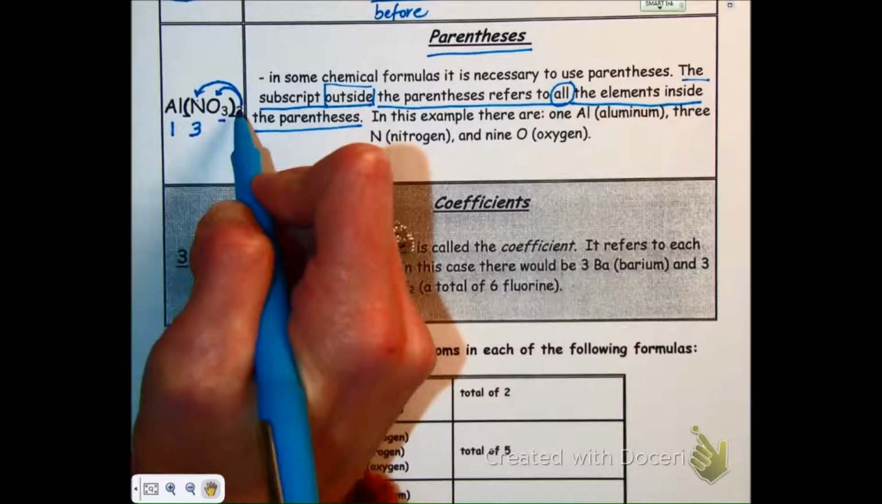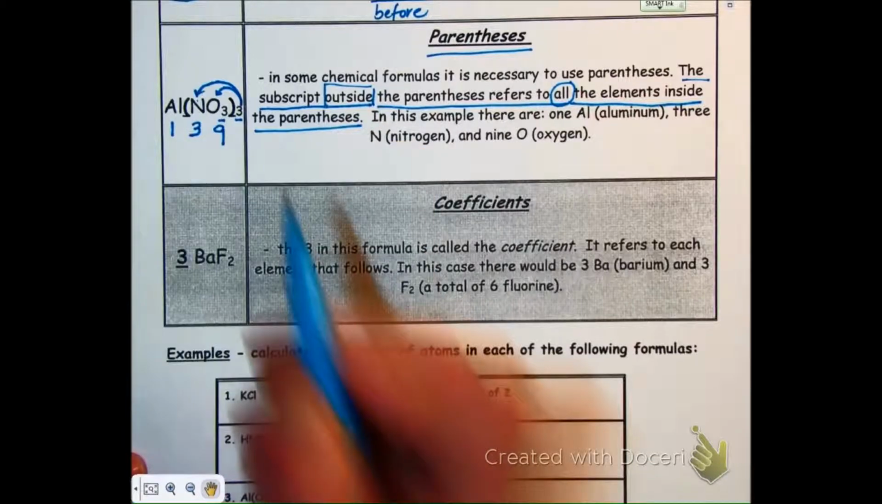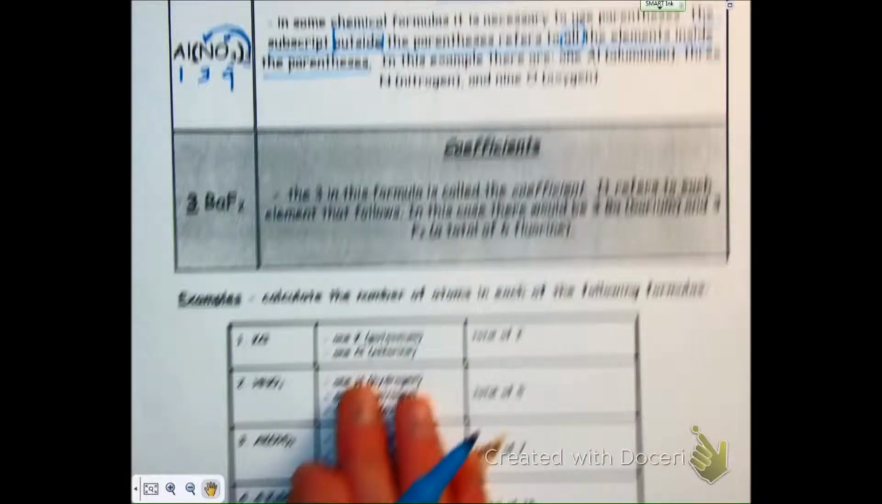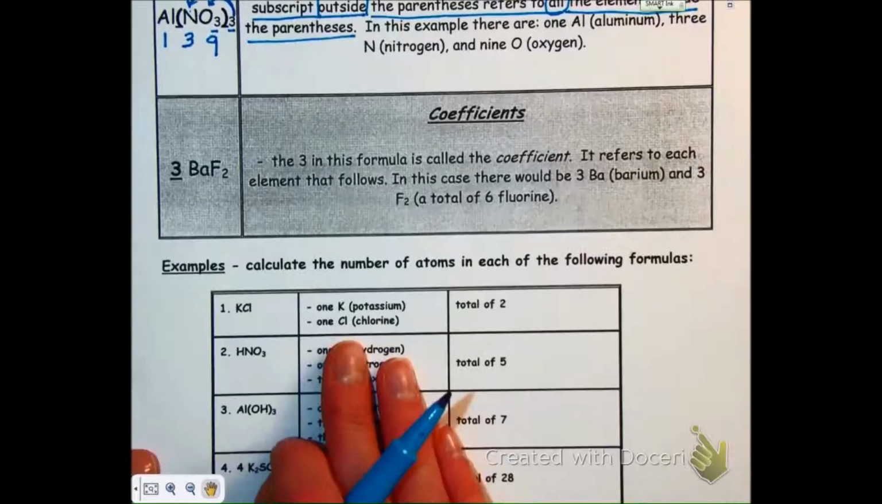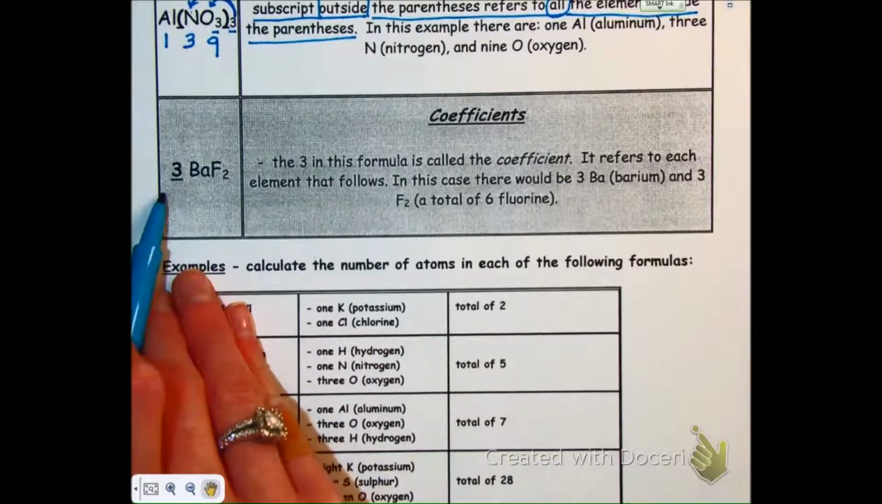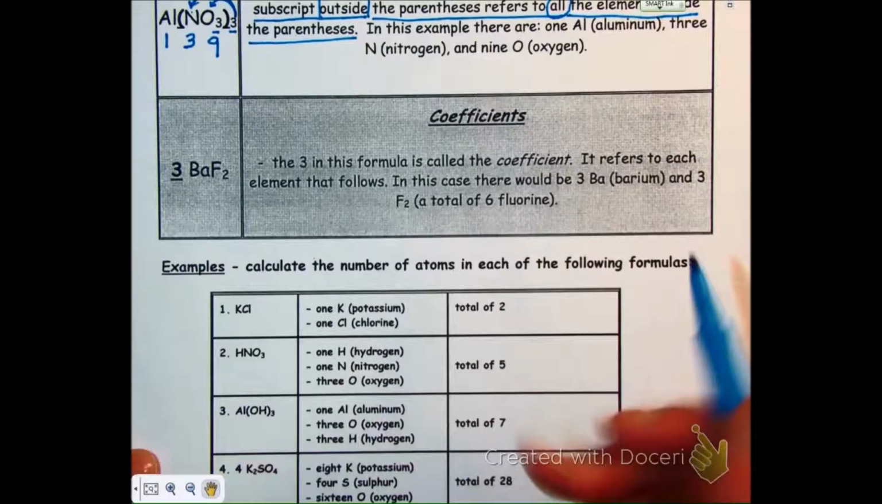So that's parentheses. The last thing you need to know, and this is the word we were trying to think of earlier, we knew that there was a big number that represented the number of molecules of a compound that we have. We call them coefficients. So the large numbers to the left tell us how many molecules of a substance that we have. The 3 in this formula is called the coefficient. It refers to each element that follows. Okay, let's underline that. It's important. It refers to each element that follows.